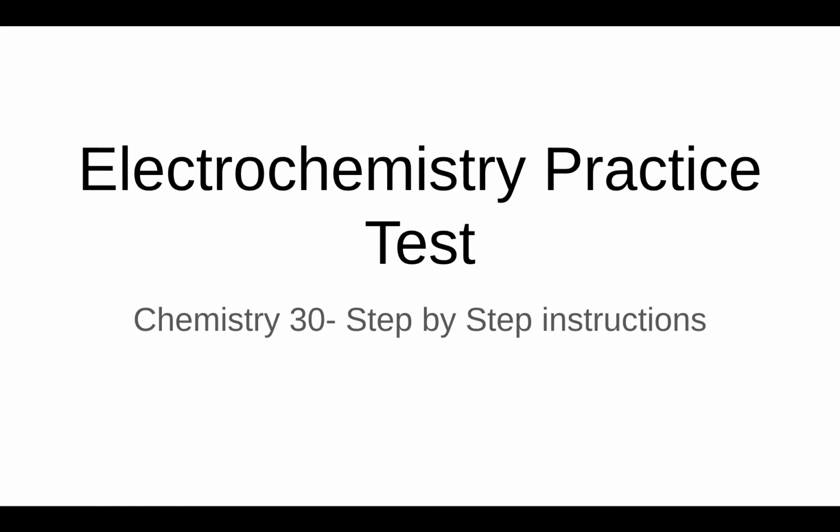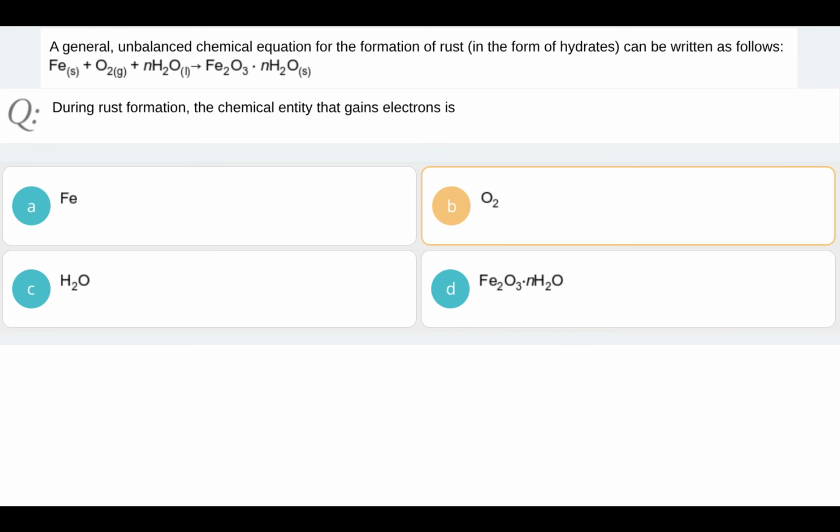Okay. Here are the step-by-step instructions for an electrochemistry practice test that I found online from a site called Solero. So when we're going through this, the very first one is some information about rust, and in it, it asks us which entity gains electrons.